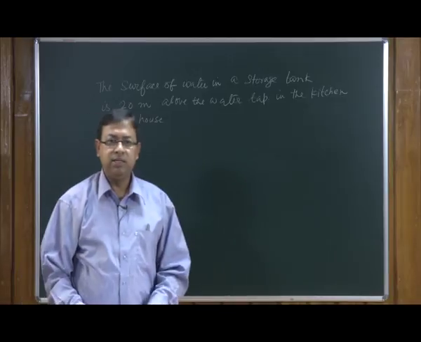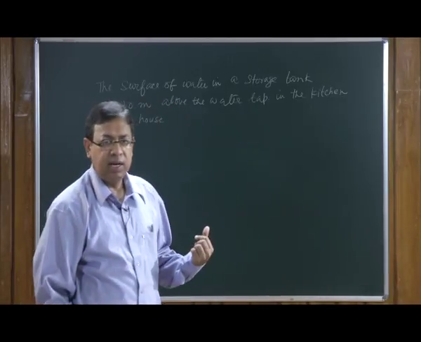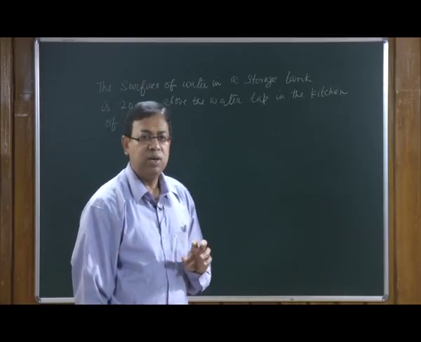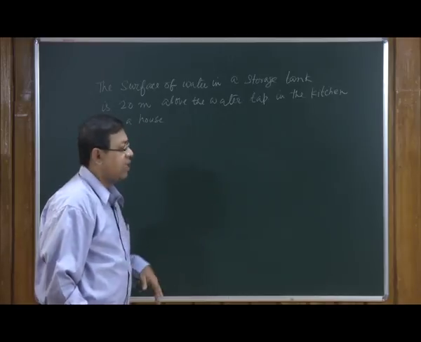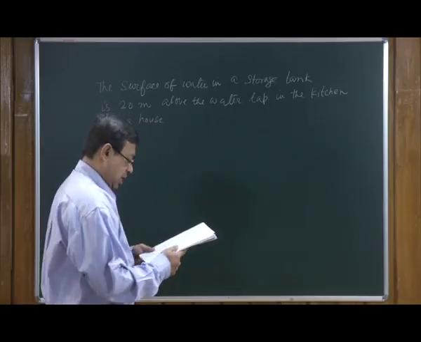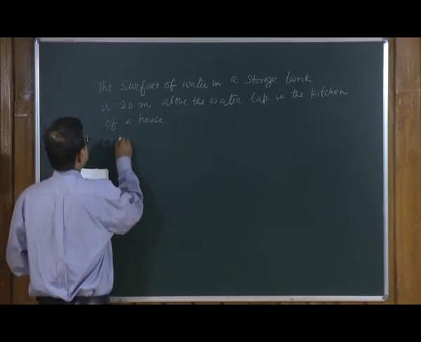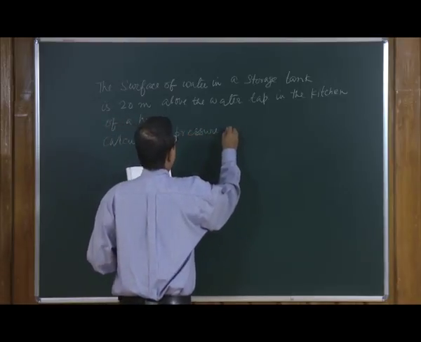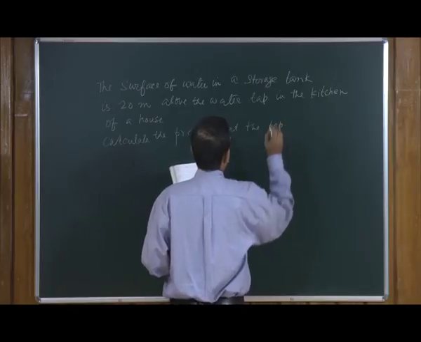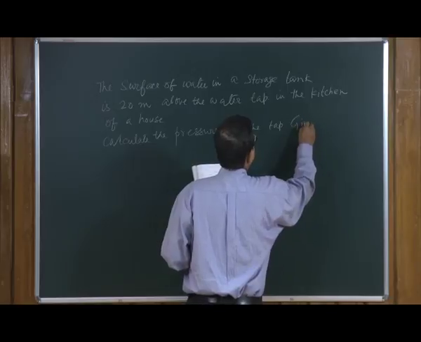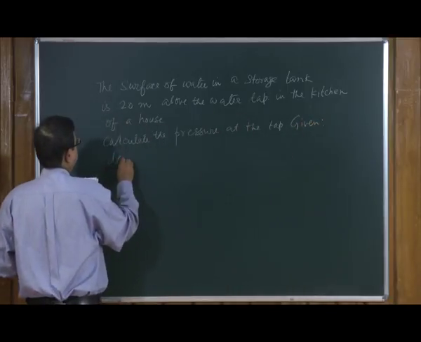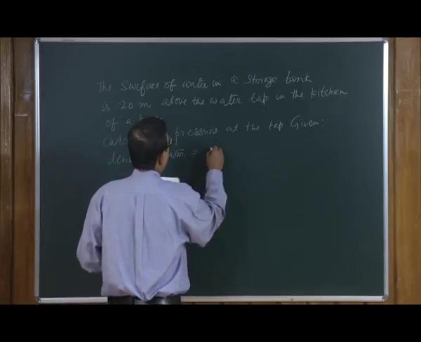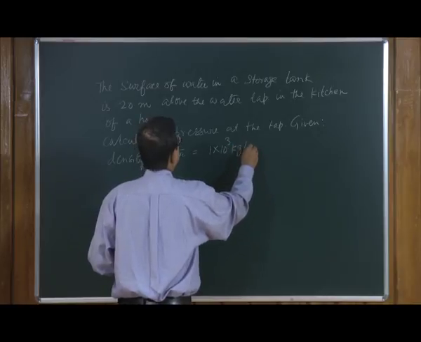So, this is understandable that there is an overhead water storage tank which is there on the terrace, and the storage tank is located 20 meters above the kitchen tap. So, the question is calculate the pressure at the tap, and of course, given that density of water equal to 1 into 10 cube kg per meter cube.